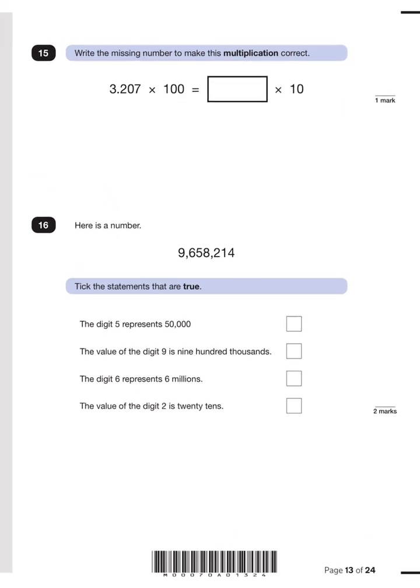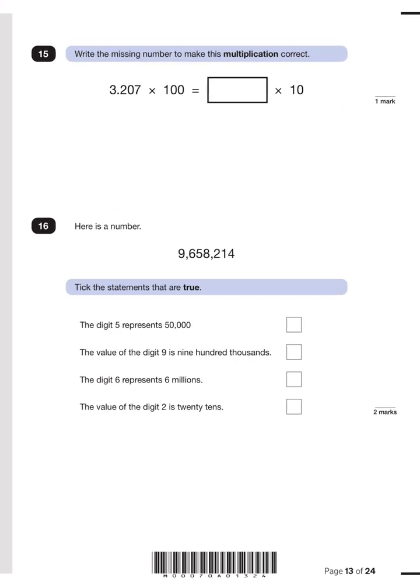Number 15. Write the missing number to make this multiplication correct. 3.207 times 100 equals blank times 10. Times by 100, 2 zeros. We're multiplying, so we move the decimal point to the right twice. 1, 2. That's 320.7, and that equals blank times 10.